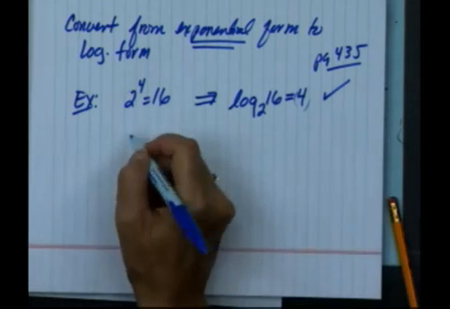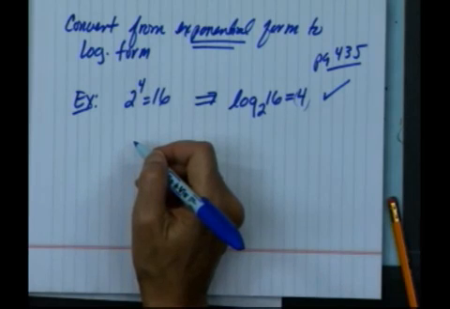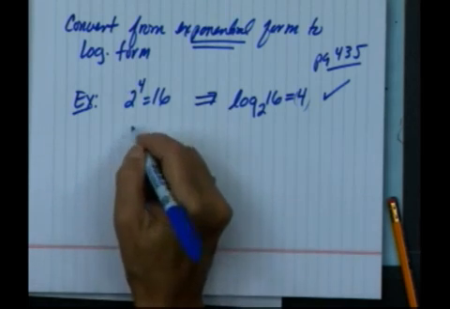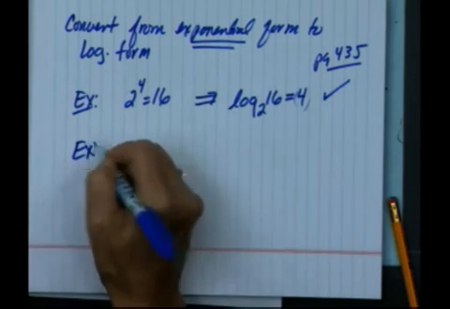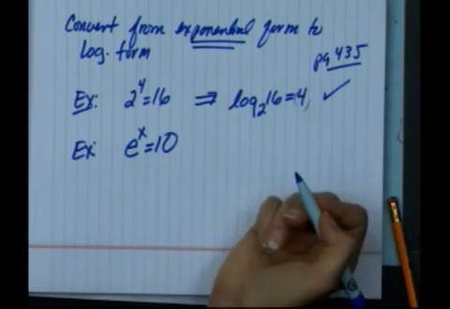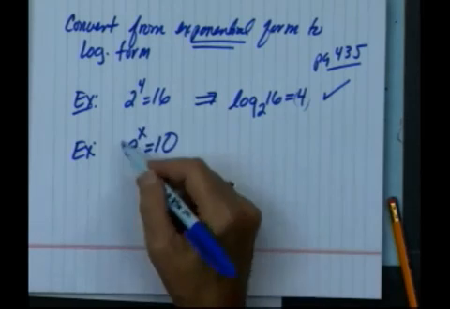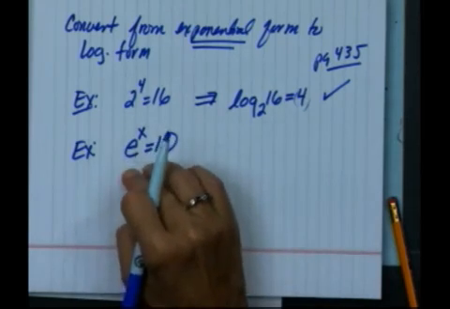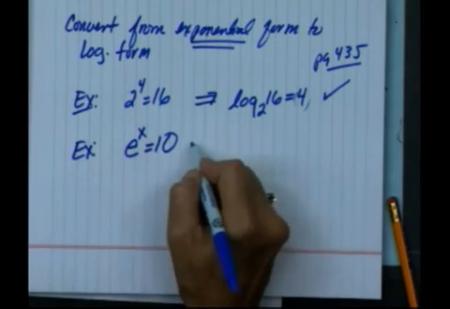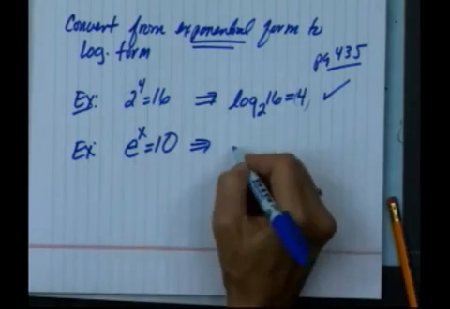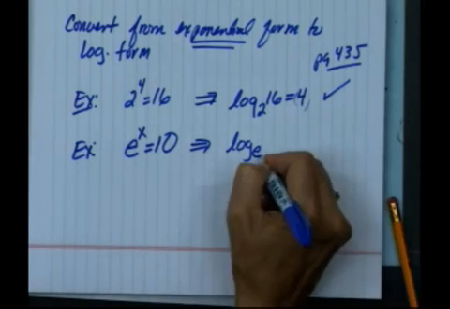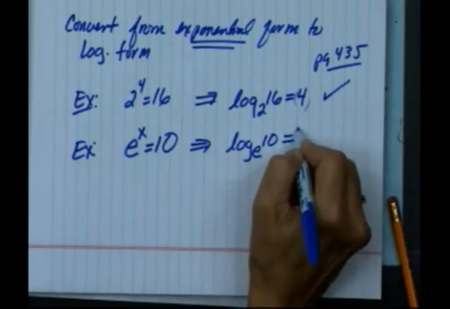What about, let me see if I have another one that I want to do. Y'all do that one so fast, I don't know. Let me put an x in there. e to the x is equal to 10. That's an exponential equation. It happens to be a natural exponential equation because e is called that natural exponent. Okay. e to the x is equal to 10. That's going to be log to what base? e of 10 equals x.